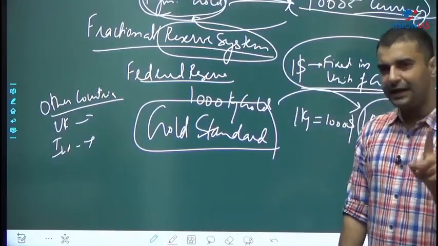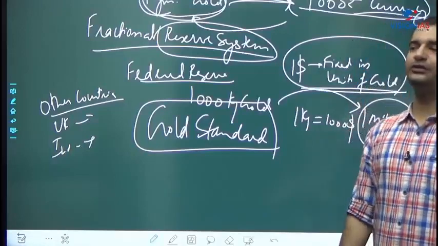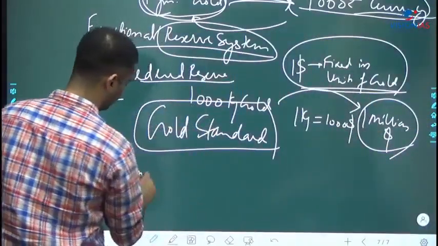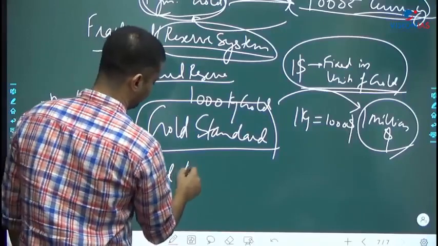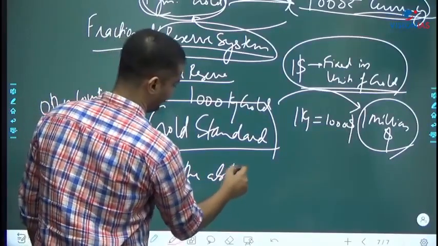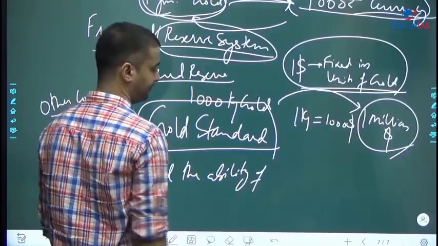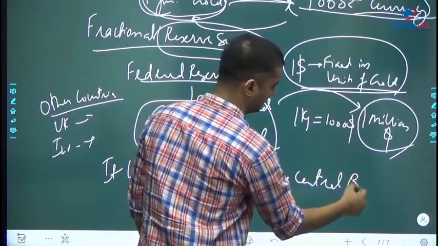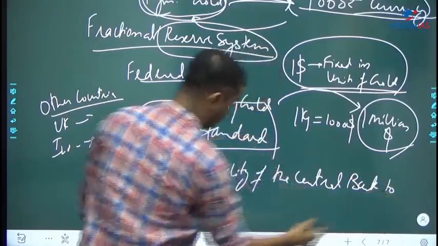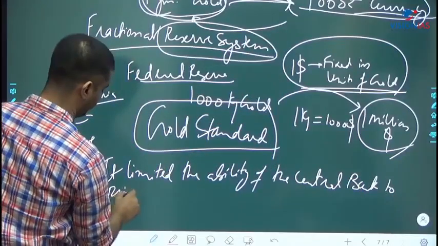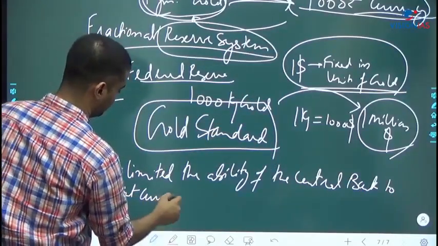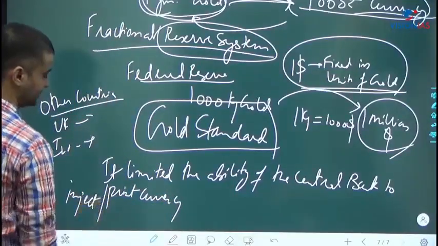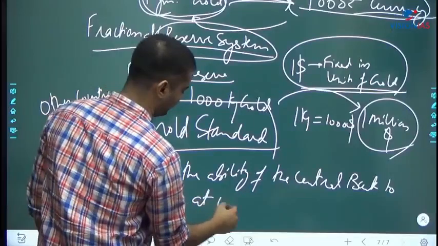An inherent problem with gold standard was that it limited the ability of the central bank. It limited the ability of the central bank to print currency, or inject currency at will.